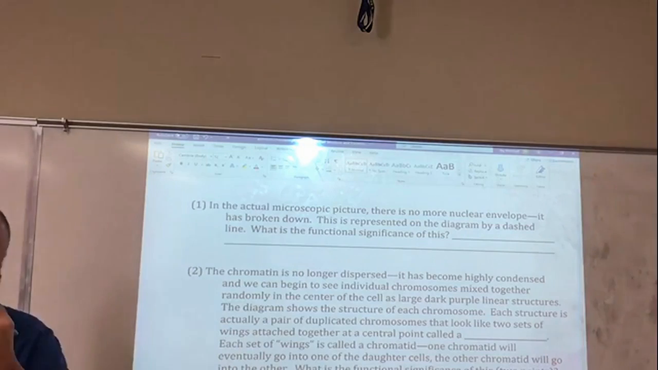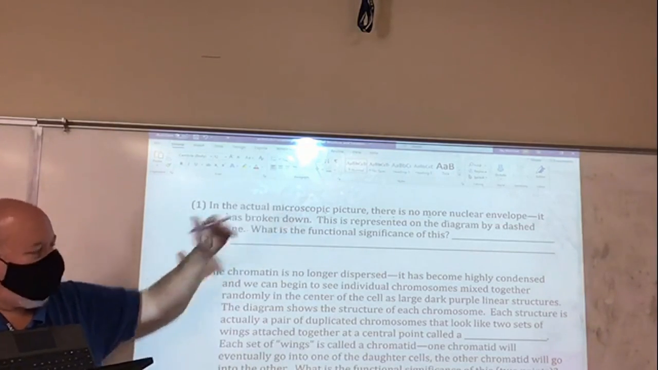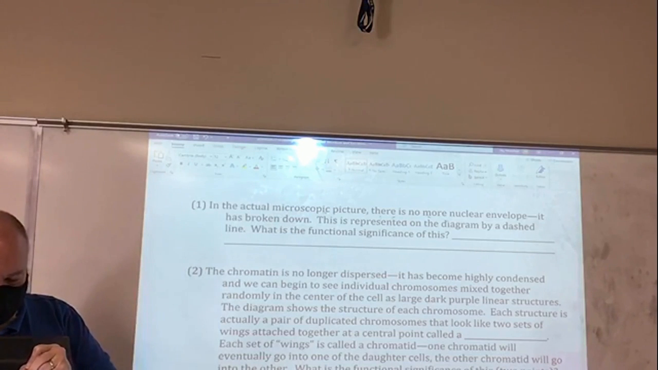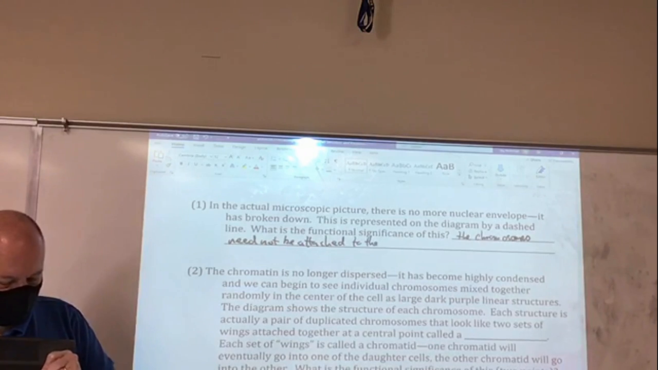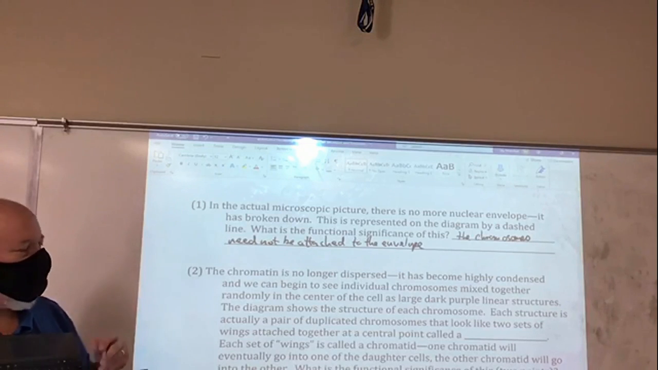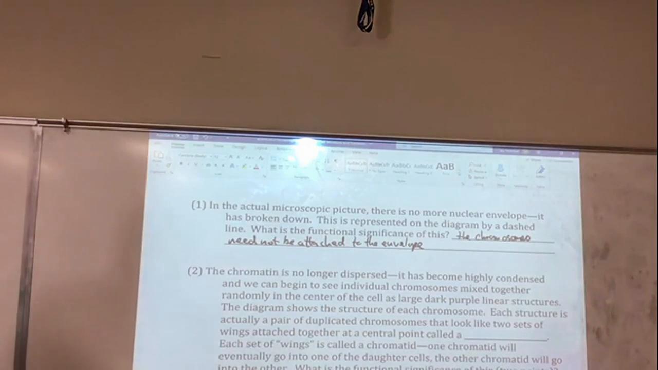So the functional significance of the nuclear envelope breaking down is the chromosomes need not to be attached to the envelope. I can't have the chromosomes attached to the envelope in order to be able to divide. So I've got to get rid of it.